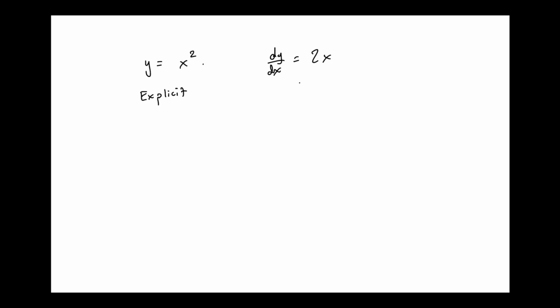Now, if I rewrite that equation like this, now instead of a function, I have an equation. And in this case, I would say that the relationship is implicit because I have a relationship between them, but it's not one variable in terms of the other.